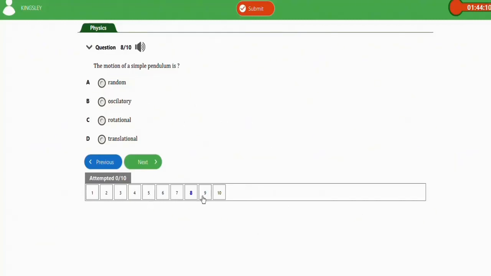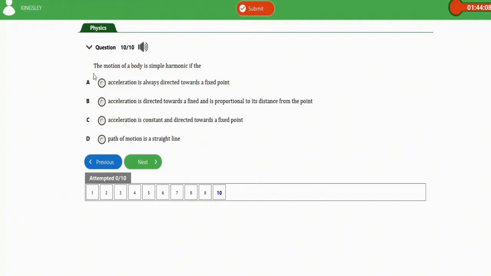So the last repeated question will be this question. It says the motion of a body is simple harmonic if: option A, acceleration is always directed towards a fixed point. B, acceleration is directed towards a fixed point and is proportional to its distance from the point. C, acceleration is constant and directed towards a fixed point. Option D, path of motion is a straight line.